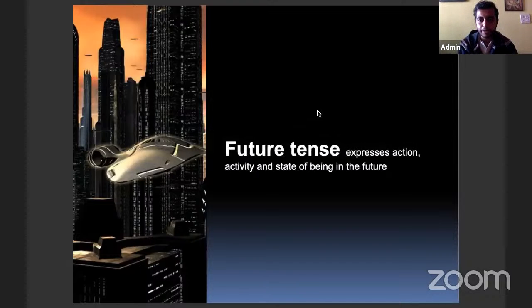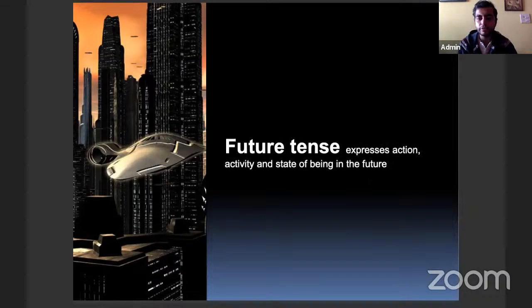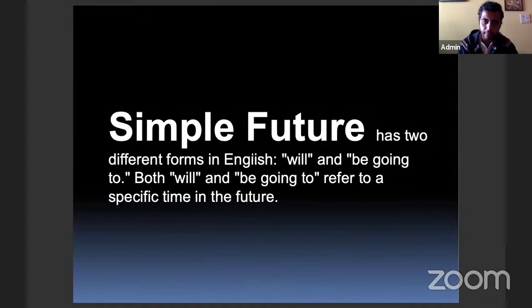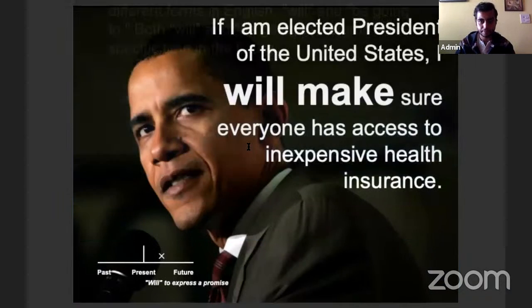Now, coming to the most exciting time in the spectrum, which is the future. Future tense expresses action, activity, and state in the future. Now, simple future has two different forms in English, will and be going to. Both of them refer to a specific time.